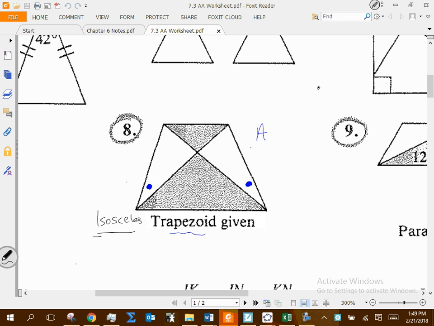But if I added this word here, and I told you it is an isosceles trapezoid, you, by all means, can say the white ones are similar, and so are the gray ones. And this is the reason. In an isosceles trapezoid, what did you know about these base angles? They're the same.